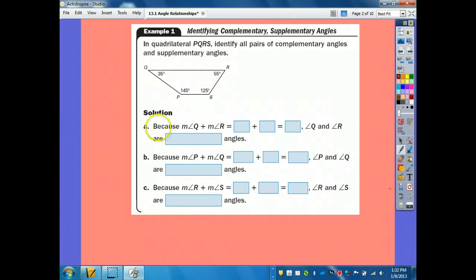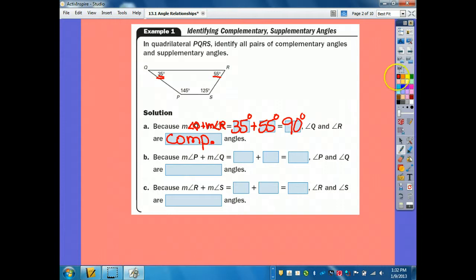They're asking about the measure of angle Q plus the measure of angle R. Measure of angle Q is 35 degrees. Measure of angle R is 55 degrees. What do you get when you add those? 90. We end up with 90 degrees. Therefore, those two angles are complementary. You may abbreviate it like this. Not just a C, it has to be at least COMP, complementary.